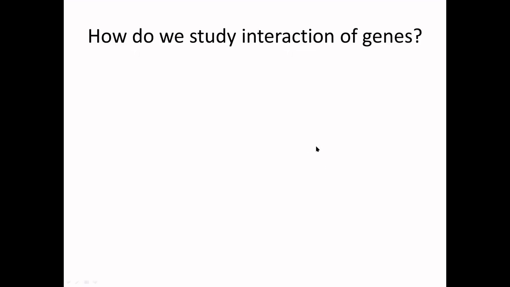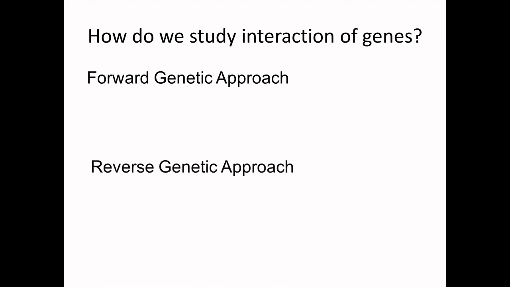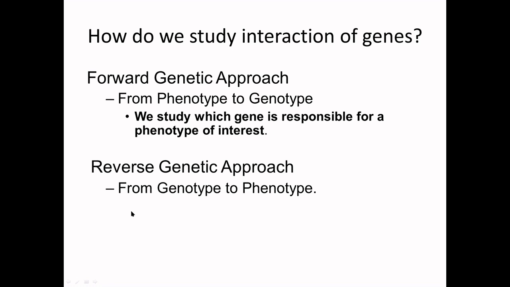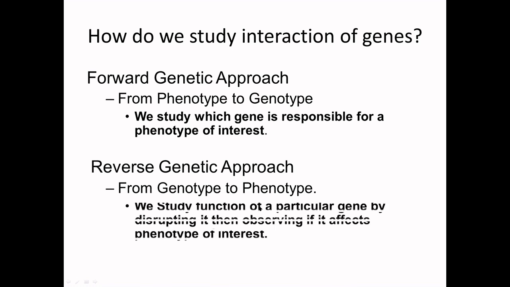How do we study the interaction of genes? There are two ways we can study the interaction of genes. The first is the forward genetic approach and the latter is the reverse genetic approach. In the forward genetic approach, we go from phenotype to genotype. We study which gene is responsible for a phenotype of interest. Whereas in the reverse genetic approach, we go from genotype to phenotype. Here, we study the function of a particular gene by disrupting it and then observing if it affects the phenotype of interest.